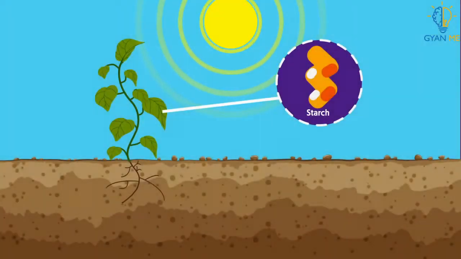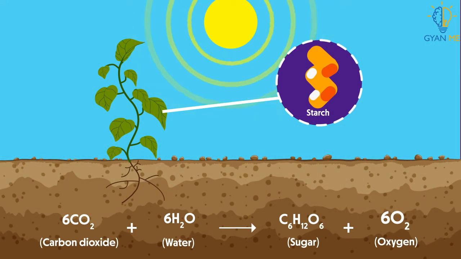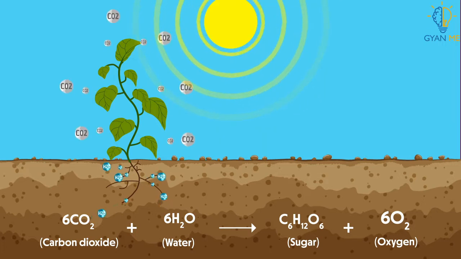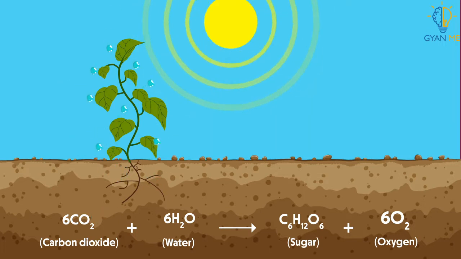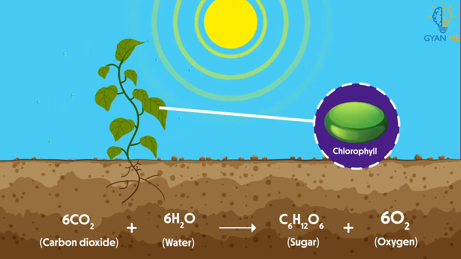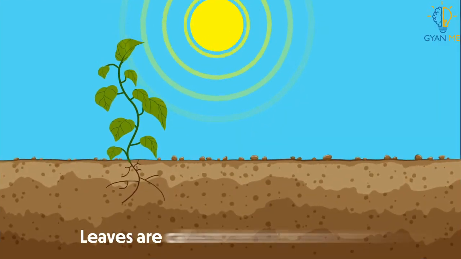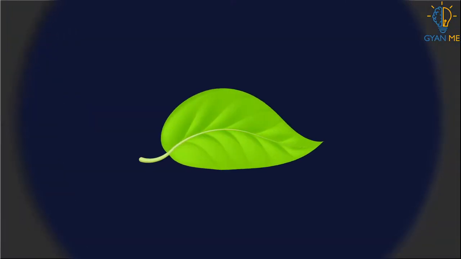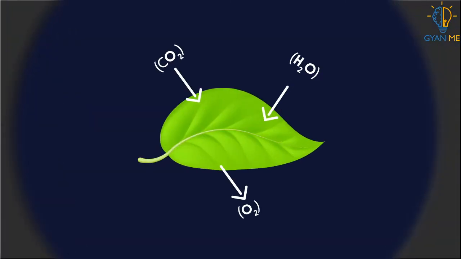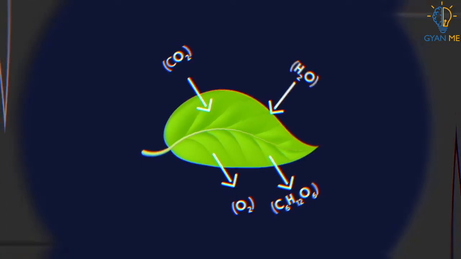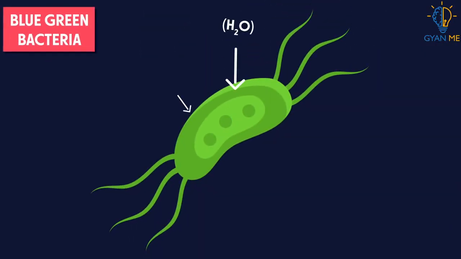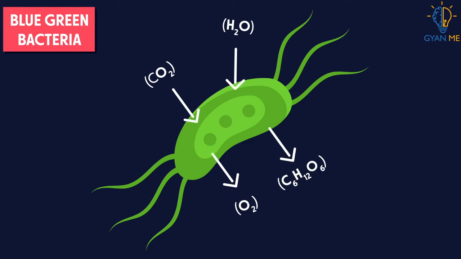During photosynthesis, plants use raw materials like water and carbon dioxide and convert them into sugars like glucose with the help of sunlight and chlorophyll molecule. Now, let's see where the process of photosynthesis takes place. Students, recall that leaves are called kitchen of plants, as they are sites where photosynthesis takes place. Do you know that there are many bacteria that can also carry out the process of photosynthesis? Yes, some blue-green bacteria do carry out photosynthesis.